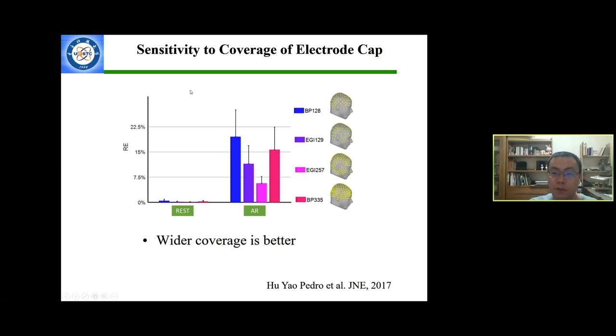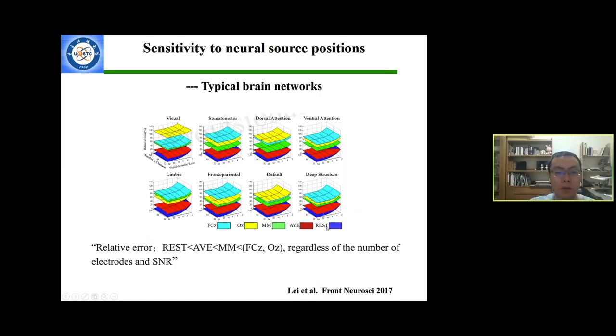And this figure shows that for wider coverage channels, the performance of REST is also better than the average reference. We can see that the relative errors of REST are very low. For typical brain networks, in this paper the authors also tested the performance of REST and show that the relative errors of REST are the smallest, regardless of the number of electrodes and the signal-to-noise ratio.